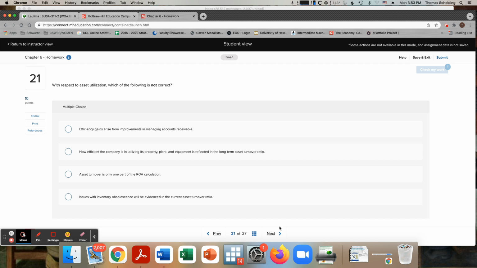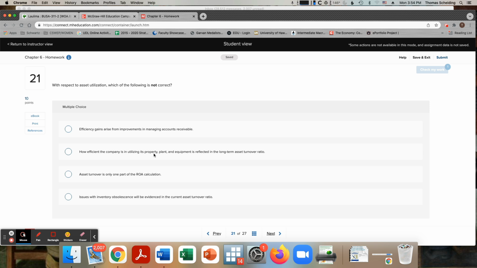Asset utilization. So this one is definitional again, and there's not much I can say beyond what the book says, to be honest. We're looking for the thing that is not correct. Asset turnover is one part of the return on assets calculation. Yeah, that is true. That's not the answer.